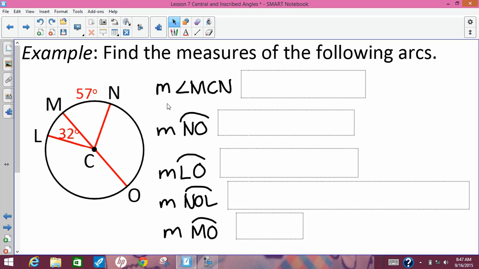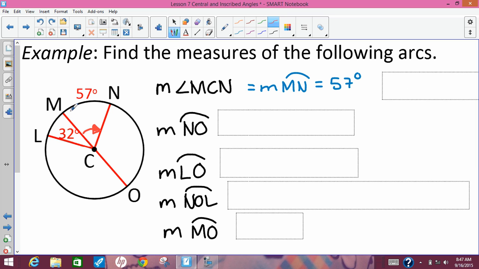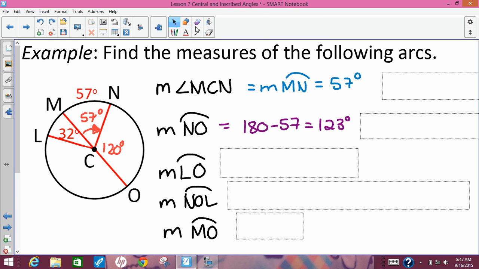So if I'm looking for an angle instead of an arc, the process is the same if I have a central angle, because the central angle and its arc are equal. So angle MCN, this angle right here, is associated with this arc that's 57 degrees. So that means that angle is 57 degrees. Because we know that's 57, and these two angles form a linear pair, we know that this angle is 123 degrees, which makes arc NO 123 degrees. I apologize, I wrote 120.